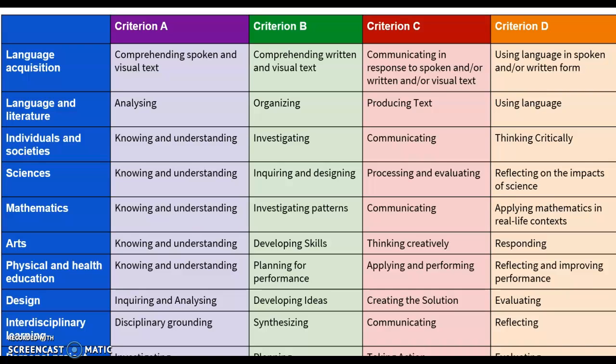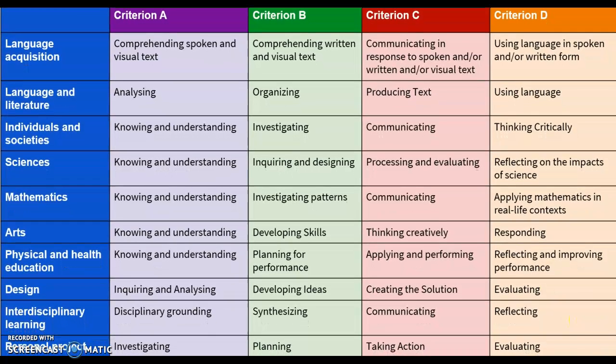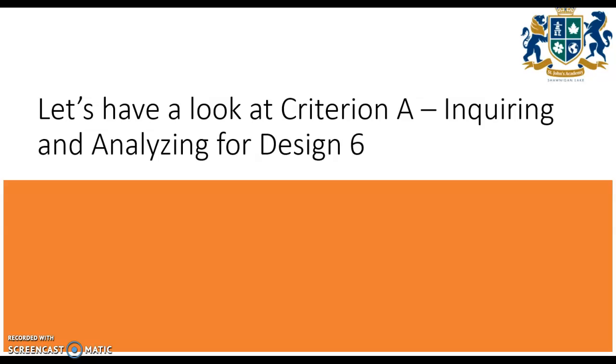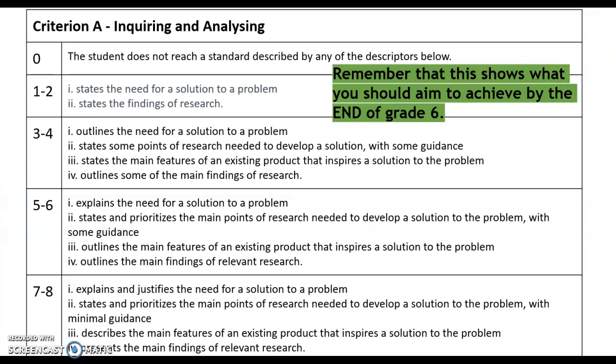Within all of the subjects across the MYP, you will notice that there are 4 criteria in each subject. And each of those criteria is graded out of 8, and each one of those numerical numbers has a description of achievement. So let's have a look at criterion A for inquiring and analyzing for Design 6.